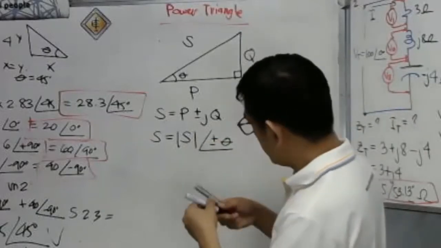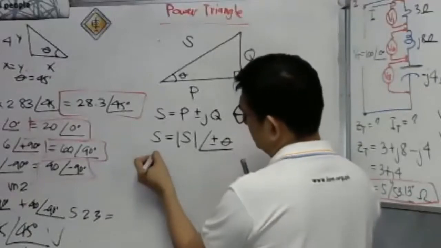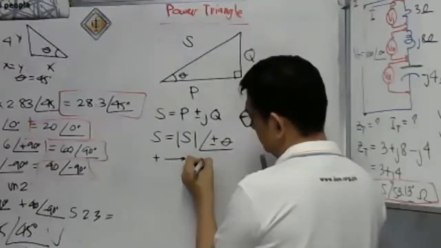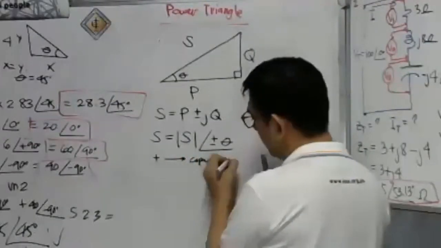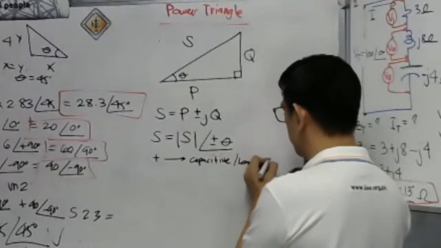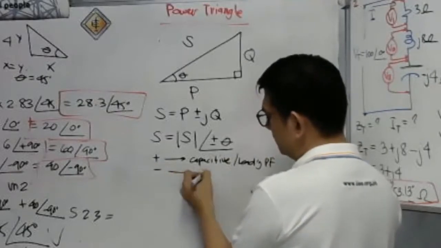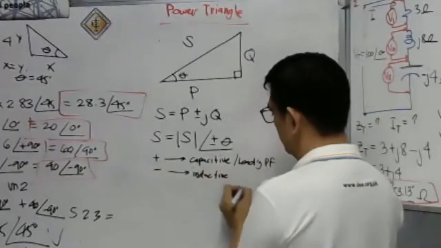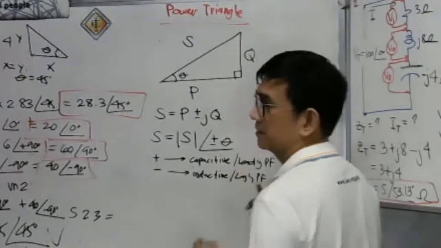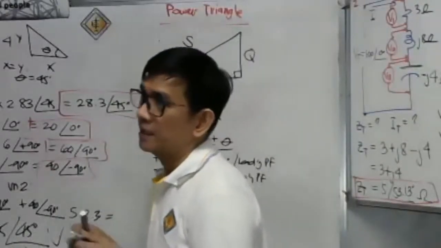Remember that if we mean positive, it is capacitive. Again, if we mean capacitive, that is leading power factor. That is always leading power factor. If we mean negative, we mean inductive. Inductive means lagging power factor. That is lagging power factor.